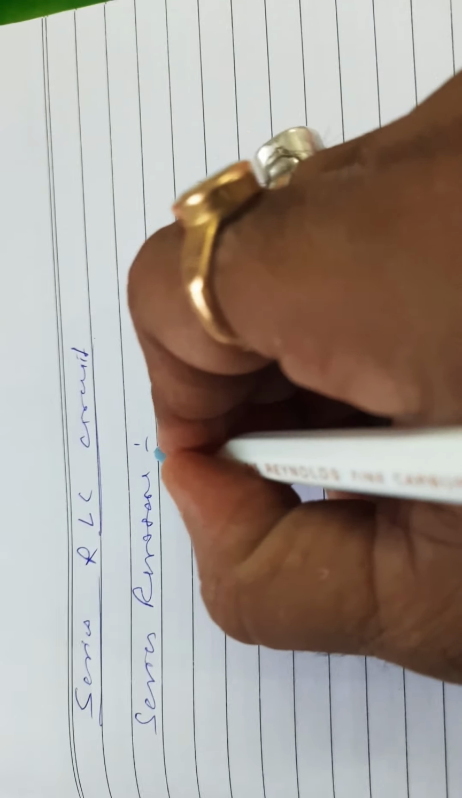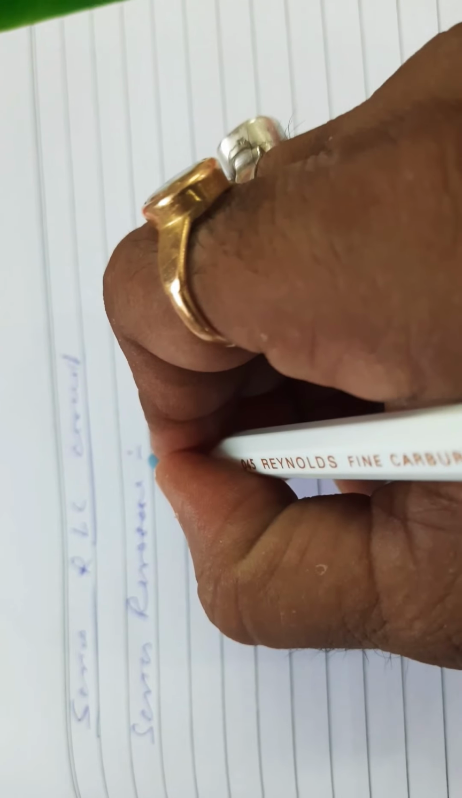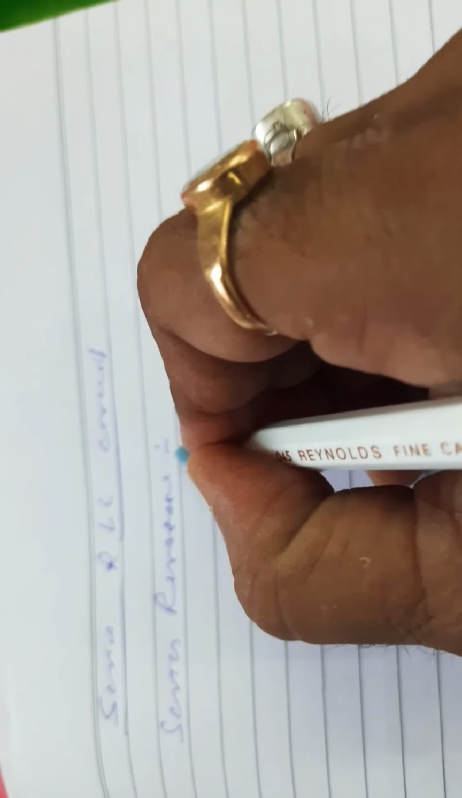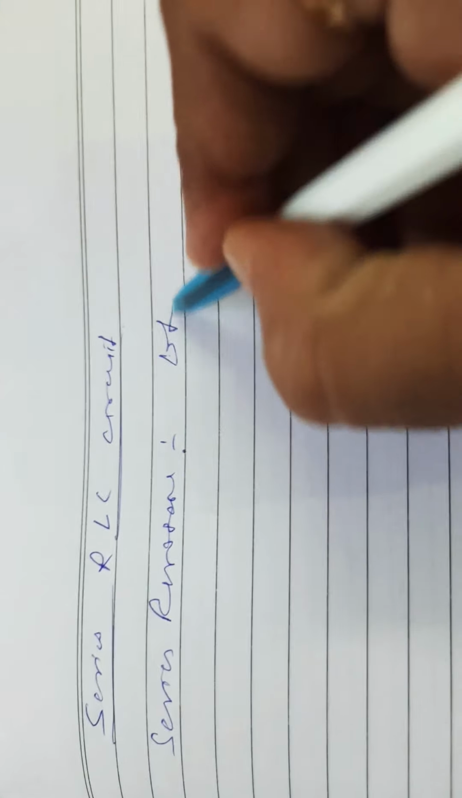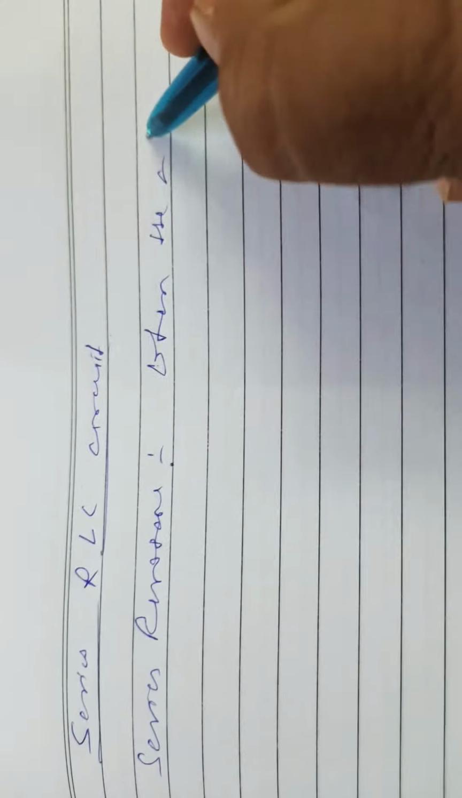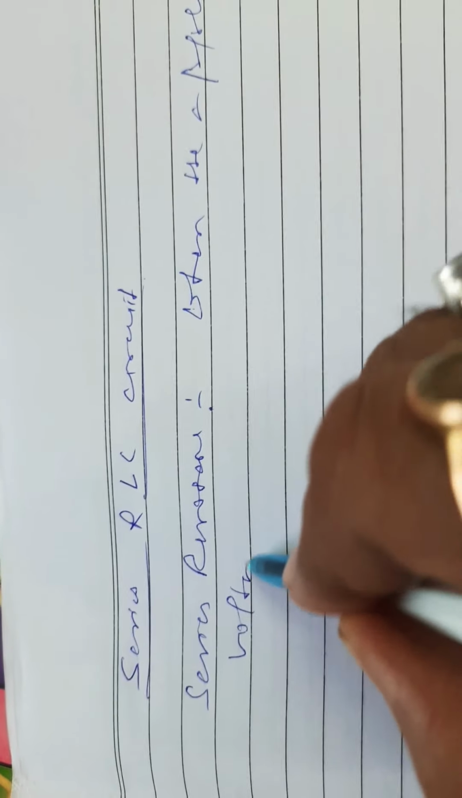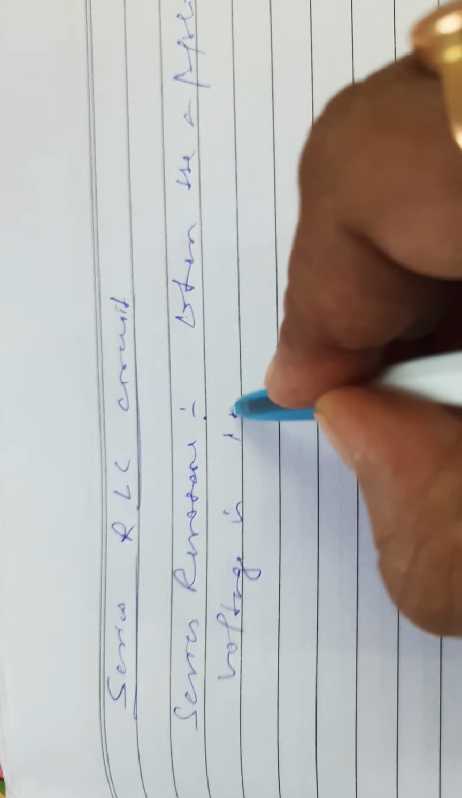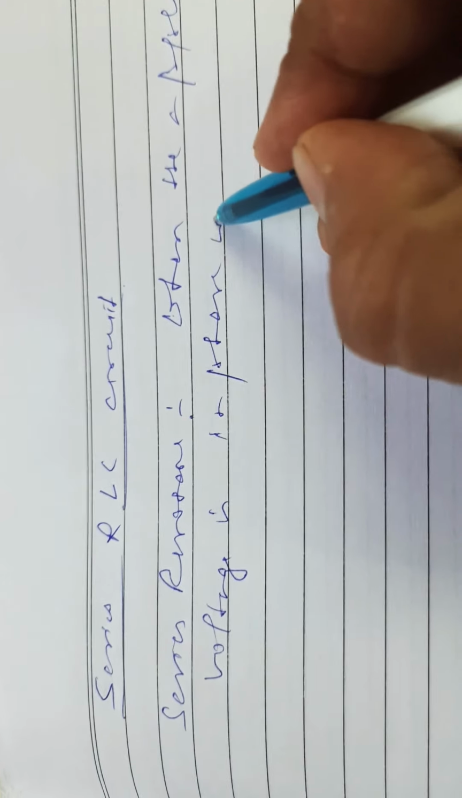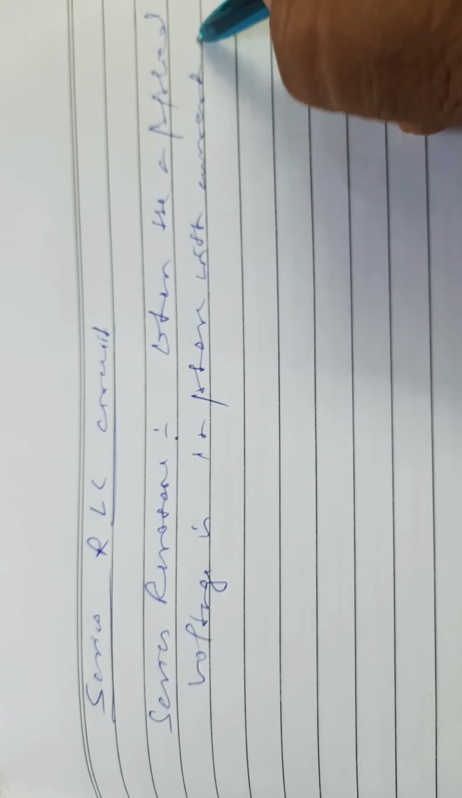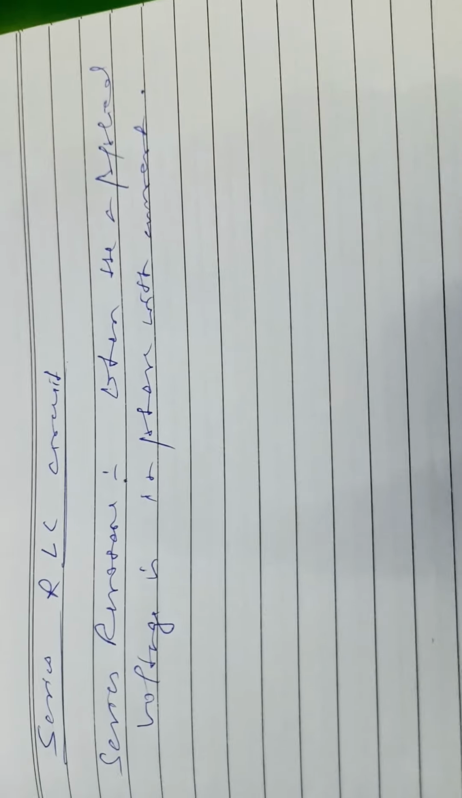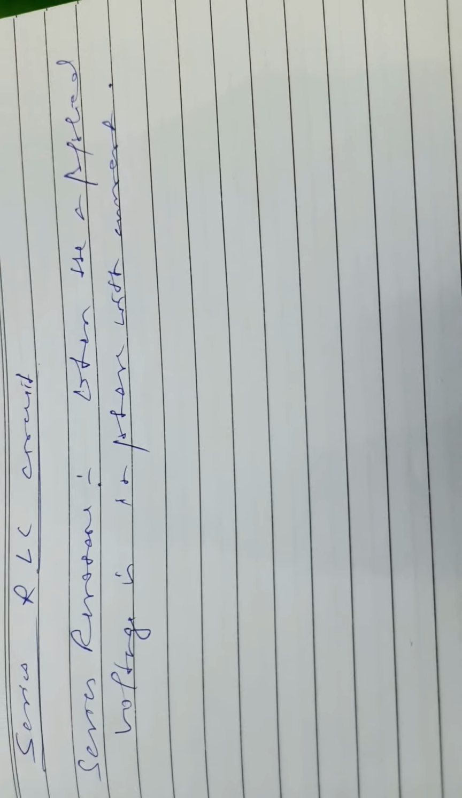Resonance is said to occur in a circuit containing resistance and reactance. It is said to occur when the applied voltage is in phase with the current. So this is the condition. The resonance occurring in the series RLC circuit is known as series resonance.